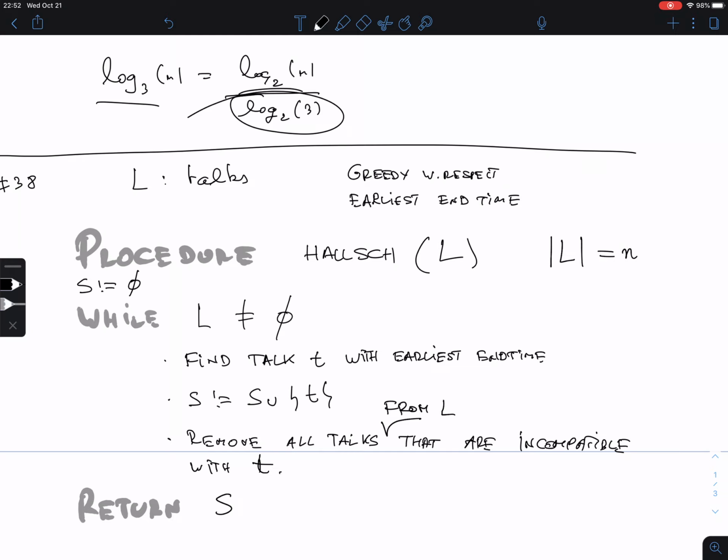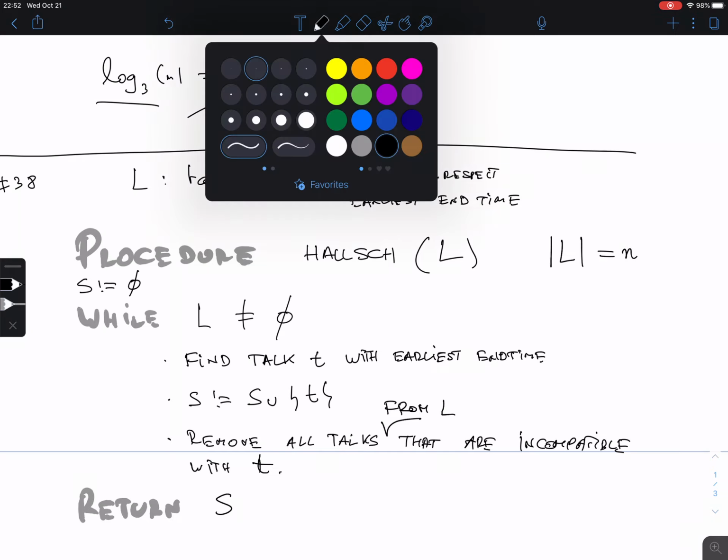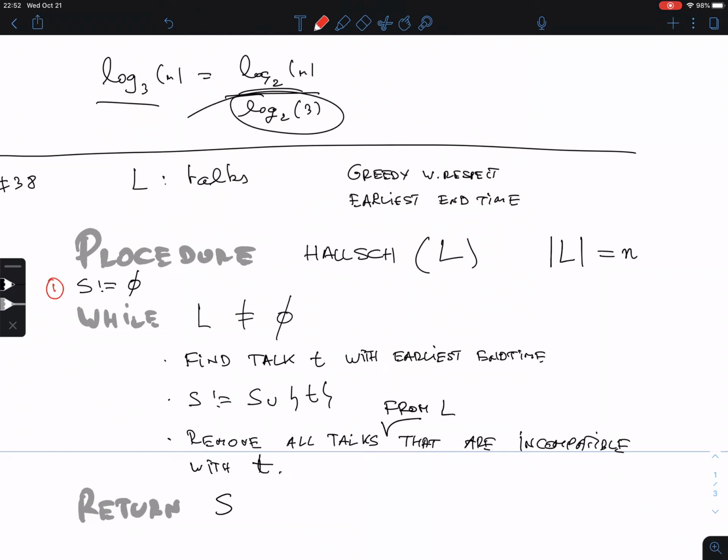Well, I'll use another color, in one. How many steps is this? Well, that's one step, right? So that's actually not going to influence anything. Now, everything happens in the while loop. So it is really important to know how many times the while loop will be run.